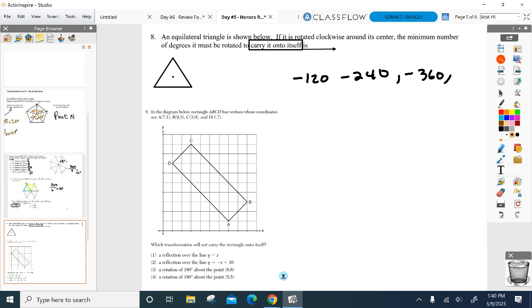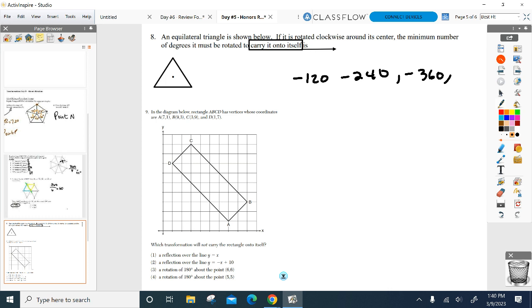Okay, I'll just leave it. Because everyone see, if I leave it at negative 120, that's false because negative 240 could also do it. And that's still not the minimum because we could keep adding negative 120. So I guess there is no minimum to go clockwise.